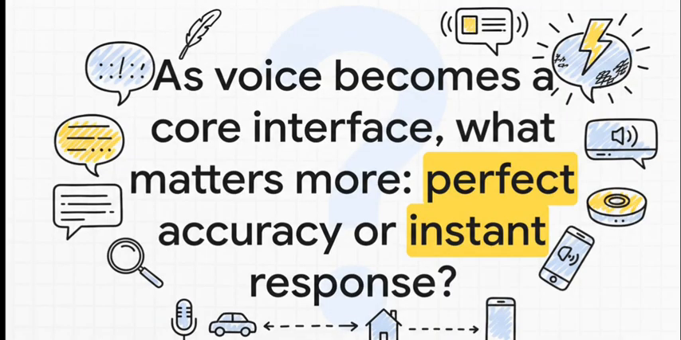And that leaves us with one final big question to chew on. As we find ourselves talking more and more to our devices, our cars, our homes, what's actually going to define a good AI conversation in the future? Is it going to be flawless, perfectly punctuated accuracy? Or will we prefer an AI that can keep up with the speed of human thought, even if it messes up a word or two along the way? The answer to that is going to shape everything.